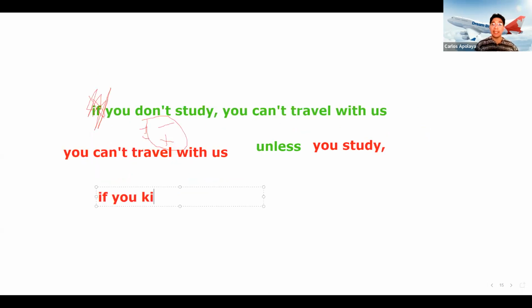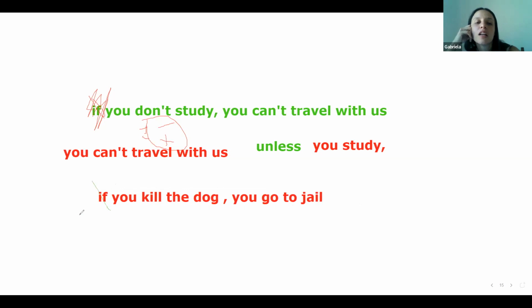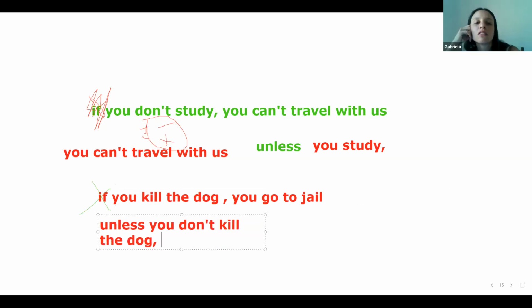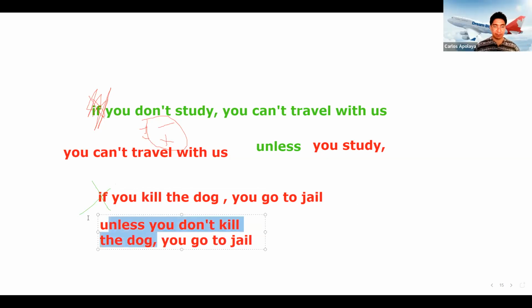If you kill the dog, you go to jail. Si tú matas el perro, te vas a la cárcel. ¿Cómo sería esto? Borramos el leave, borramos unless. Unless you don't kill the dog, you go to jail. Ya la está. Lo invierto porque te dije que se invierte.